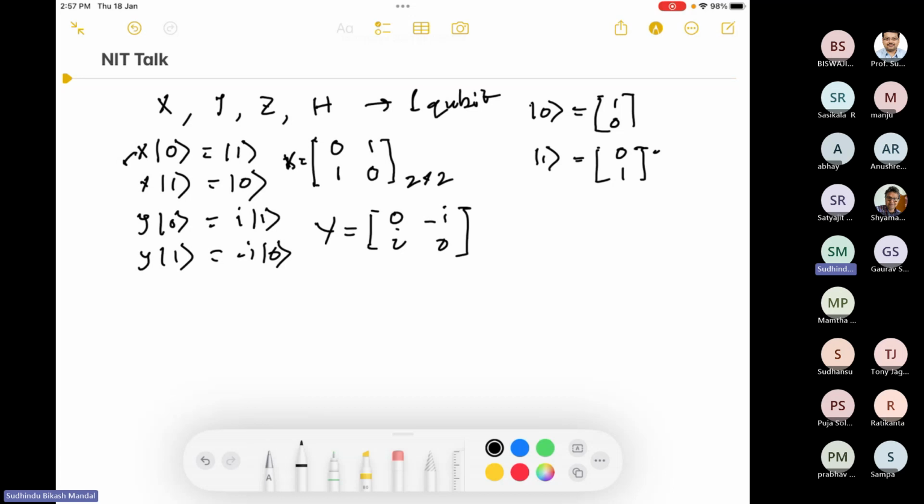Next, if we apply the Z gate over 0, it does nothing. It remains the same. And if we apply Z over 1, it will generate minus 1. Again, I'm very sorry for my handwriting. So what will be the matrix? You can generate it like this: 1 0 0 minus 1.